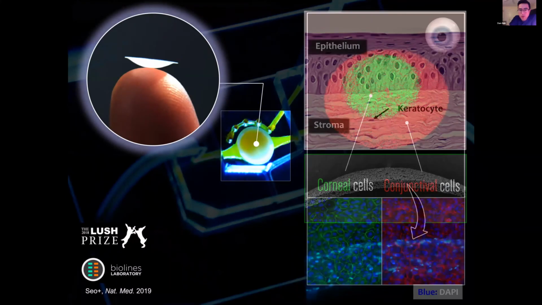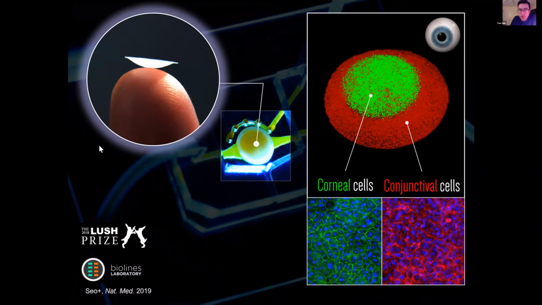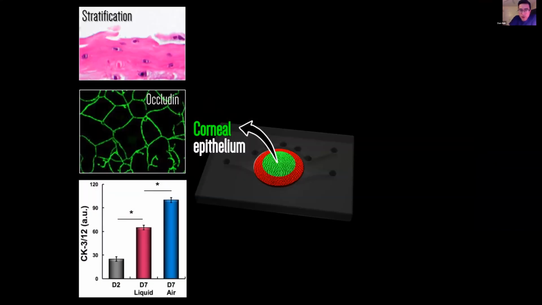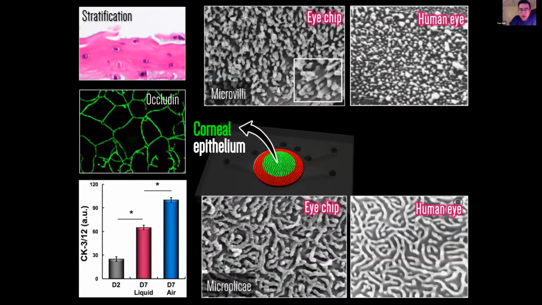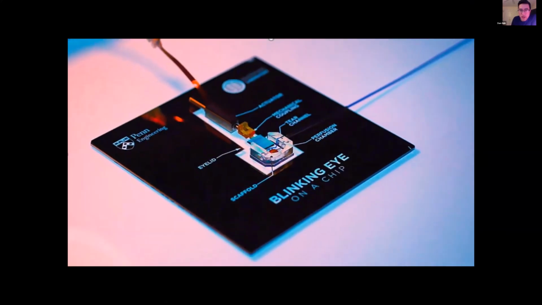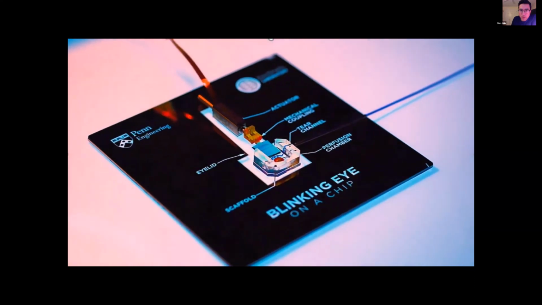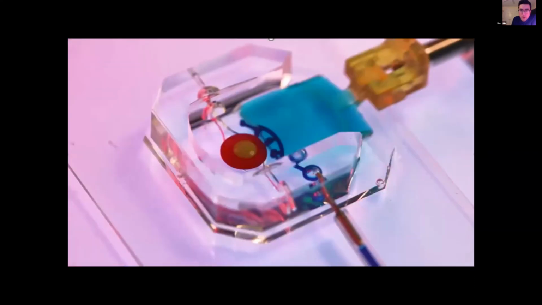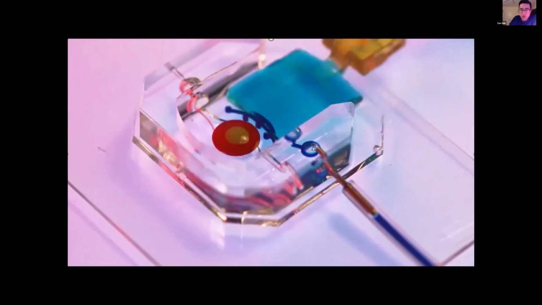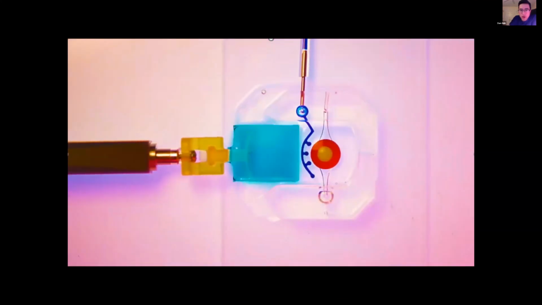We came up with ways to culture cells on this contact lens shaped scaffold, and we culture them under air to differentiate them. This is the movie that shows the actuation of the biomimetic hydrogel eyelid in this system. It slides back and forth to mimic blinking of human eyes.